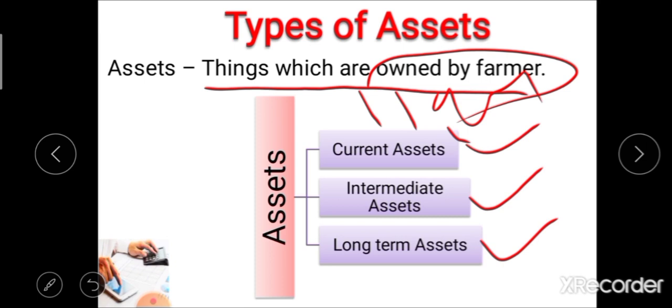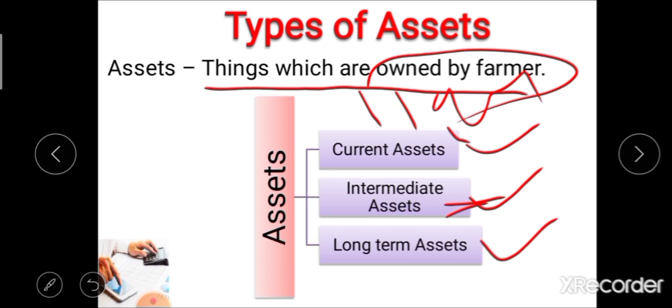After that, the second type is intermediate asset. Intermediate assets require a longer time period than current assets to convert into cash form. For example, machineries, equipments, and livestock are included in intermediate assets. This intermediate asset requires a longer time period to convert into cash form.